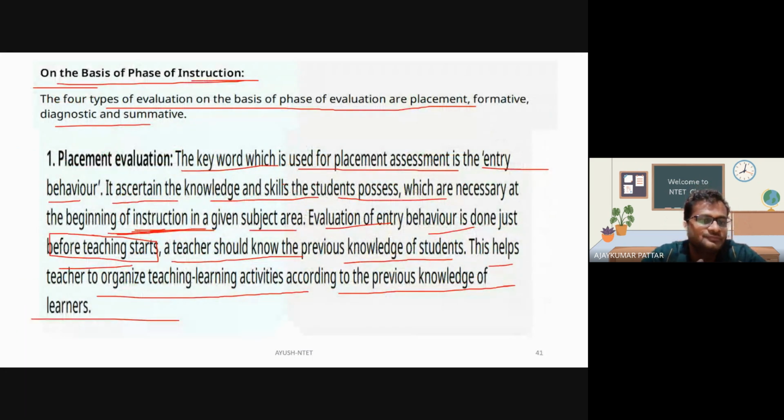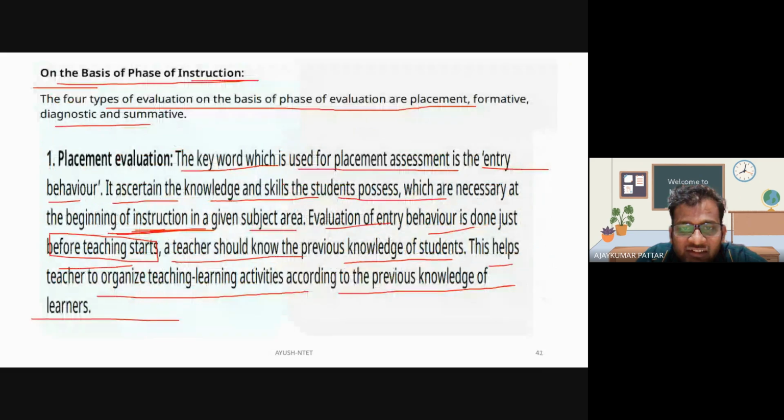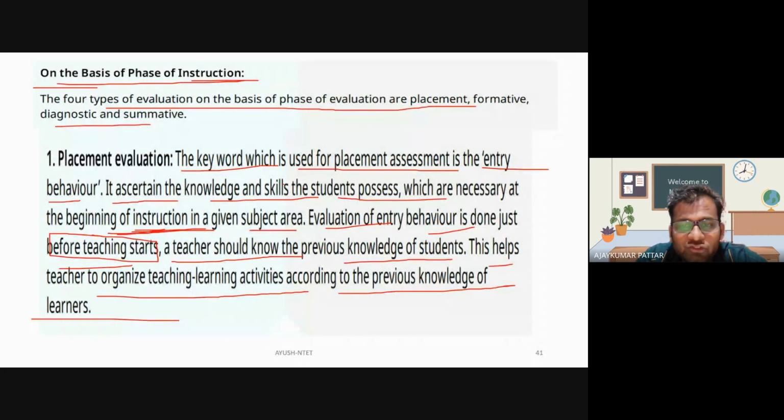समझ में आ गया आपको? मल्टीपल चॉइस में क्वेश्चन पूछ सकता है. So formative evaluation will be conducted before instruction, during instruction, after the end of the instruction, या ऐसे भी पूछ सकते हैं. Placement evaluation will be done at the beginning of the course, during the course, after the end of the course, nothing. Okay, or it may be done at any time. So what is your answer?